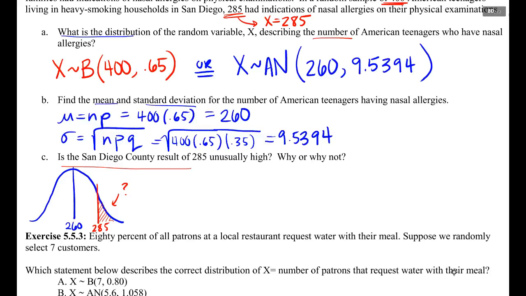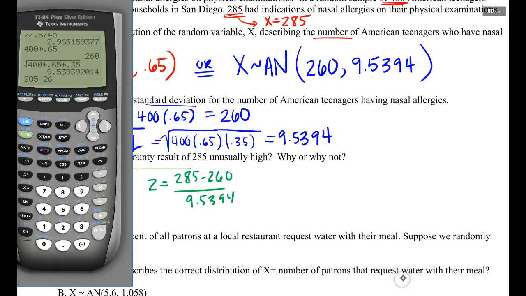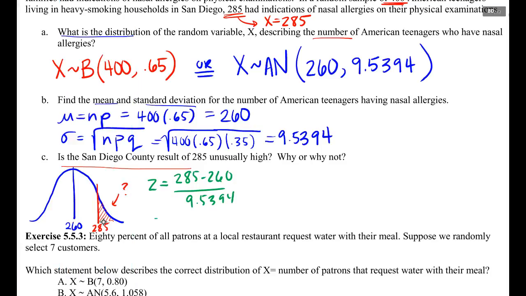We also had the ability, as we learned in part 2, to just do a z-score: 285 minus that 260, divided by my standard deviation. That'll give me an idea of whether or not this is unusual straight off the bat. So let me do 285 minus 260, divided by 9.5394. Boom. So this z-score is around 2.62, which is pretty close to 3. This is looking fairly unusual.